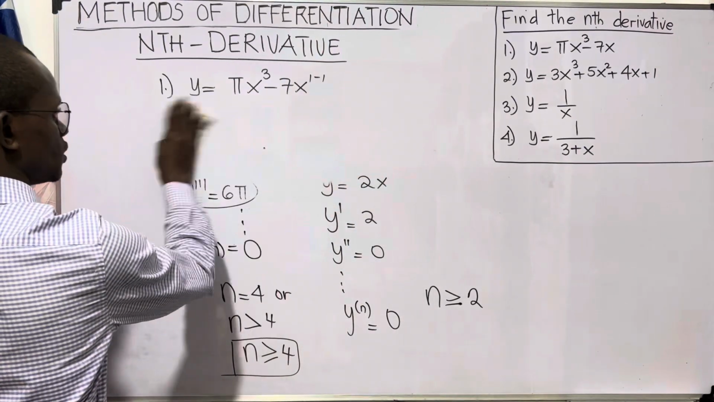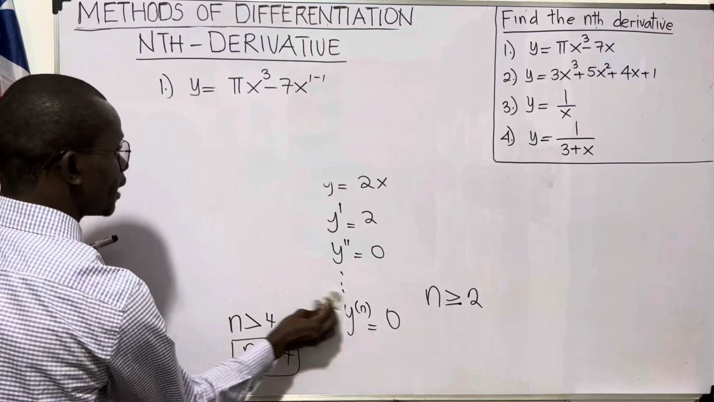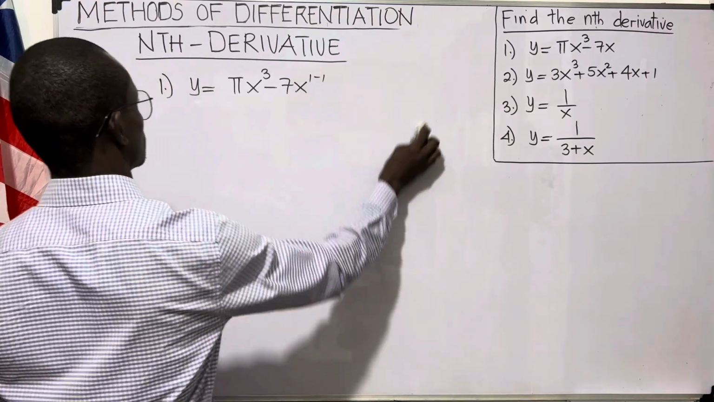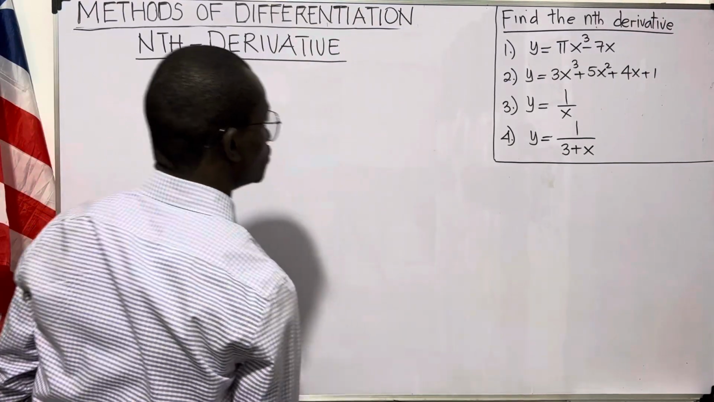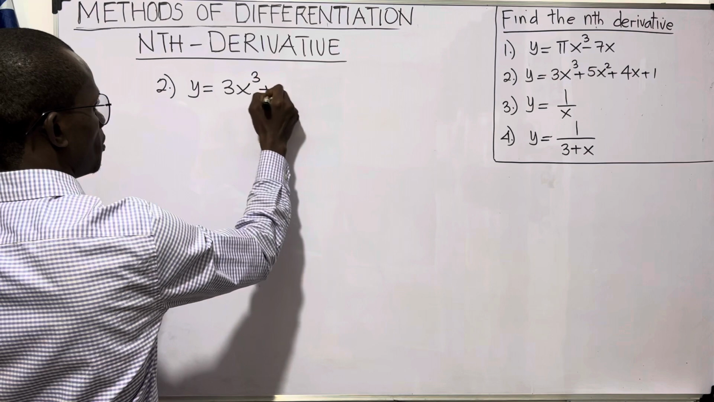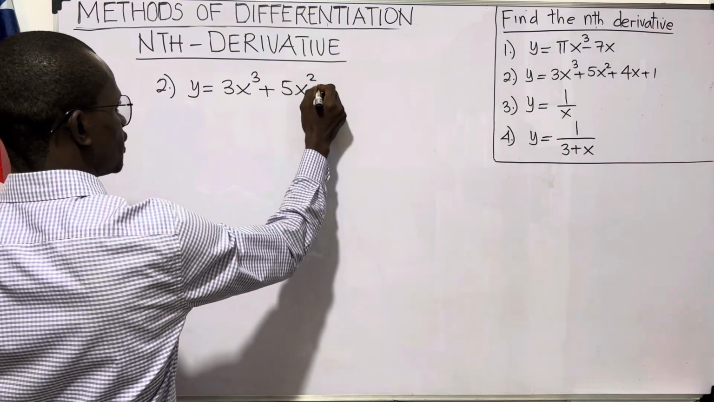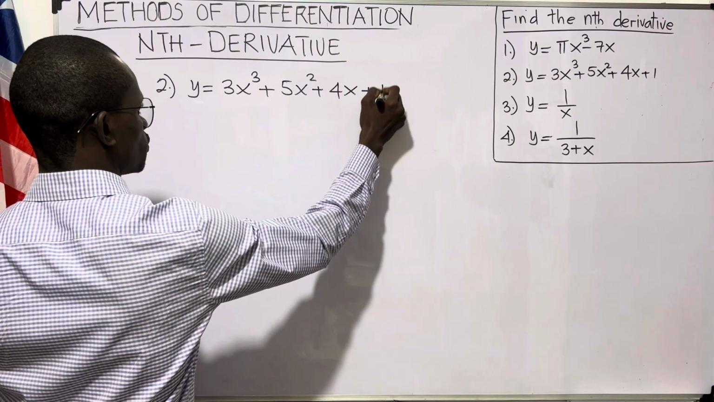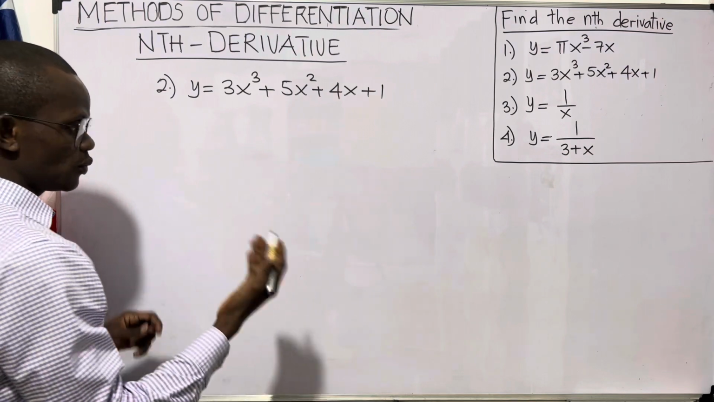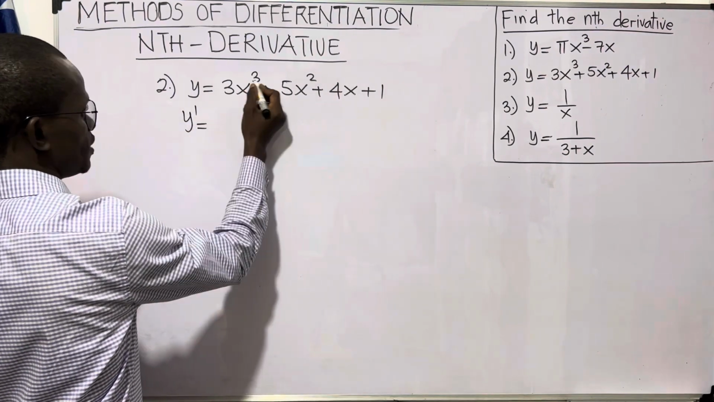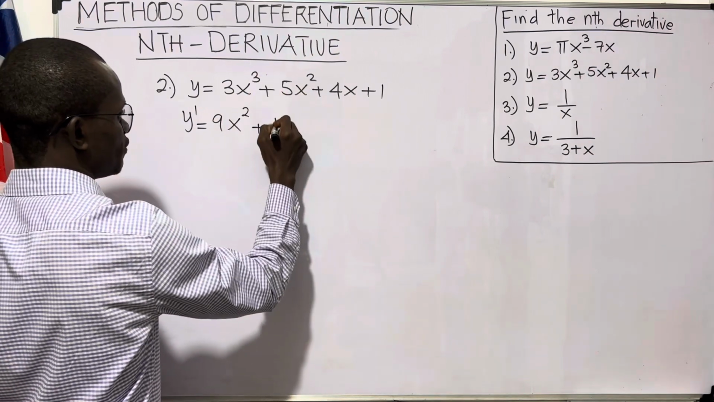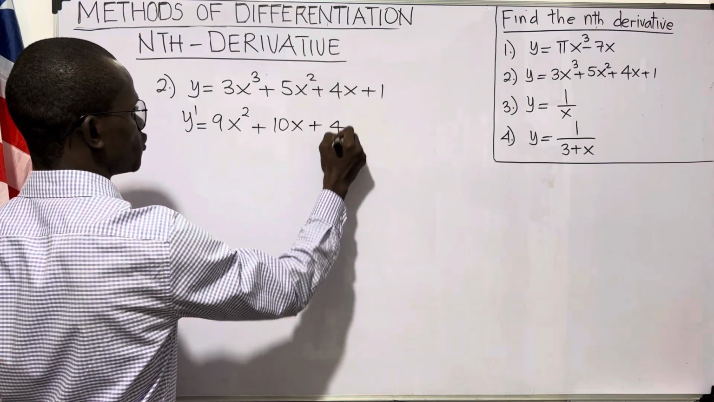Okay. So let's do the second problem. The second problem is similar to these two problems we just went over. Question 2 says y equals 3x cubed plus 5x squared plus 4x plus 1. Again, we can find the first set of derivatives, at least 3 of them. So y prime equals 3 times 3 is 9x, we subtract 1 to get 2, 2 times 5 is 10x, and then plus 4.